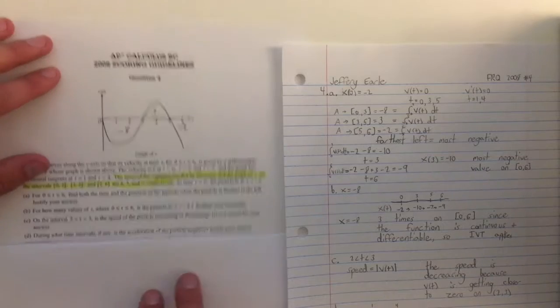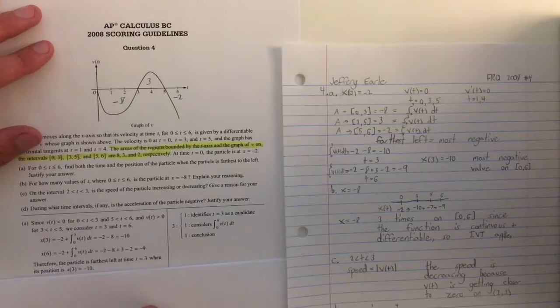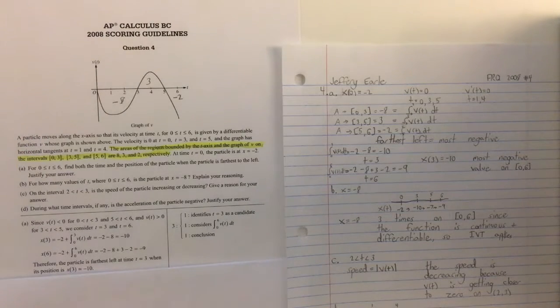So if we look at the actual scoring guide for that, we'll see here, since v of t is less than 0 on the intervals of 0 to 3 and 5 to 6, and v of t is positive for 3 to 5, we consider 3 and 6, right, these two values, because that's where it's going to be getting smaller. And then we have x of 3 is basically exactly what we just did. They're using an integral. We used -8, which is the value of that integral, so that ends up being the exact same thing, -10. Then x of 6 ends up being -9.